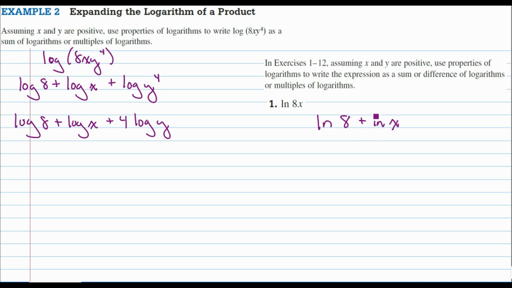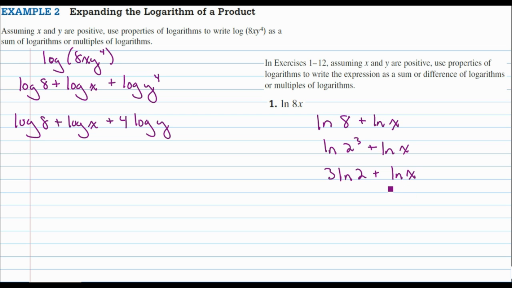Now some of you might also be asking this about the previous problem. Isn't 8 2 to the third? Sure. Which means then that I can have 3 natural log of 2 plus the natural log of x. Either the first expression here or the last expression are acceptable.